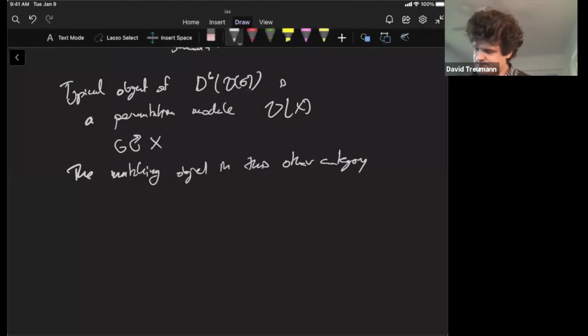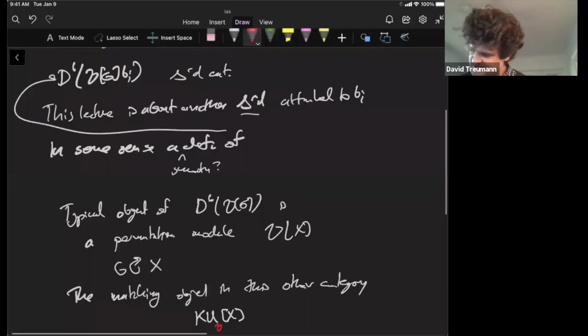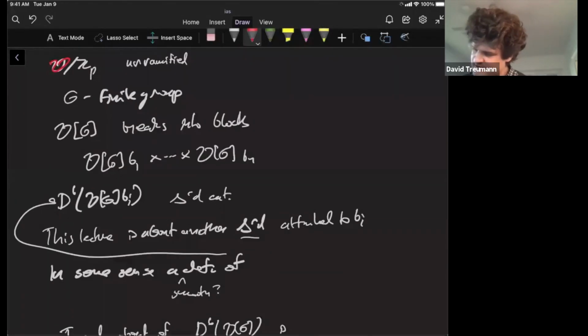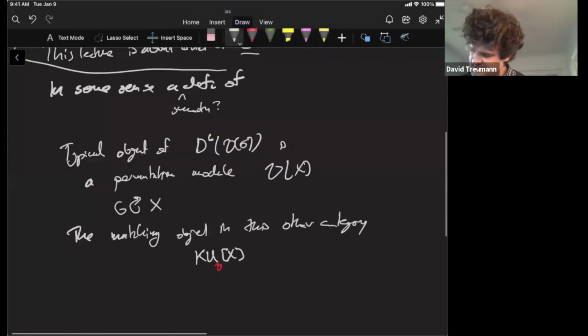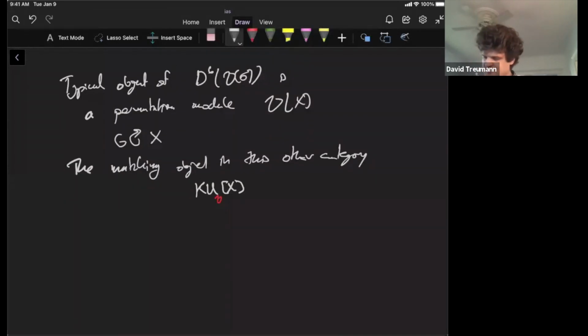I'll call it KUX for now. I don't know where to put the O. There's this O involved, a little O here. That's this guy up here. All right, so in this other world, there's such a thing as a permutation module. And I can tell you what the homomorphisms between two permutation modules are.